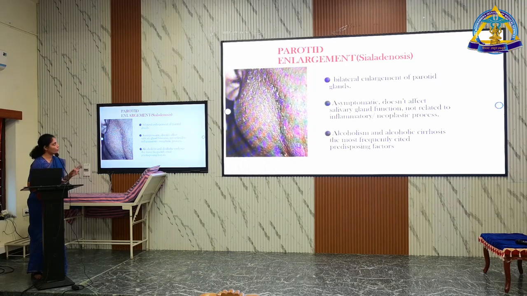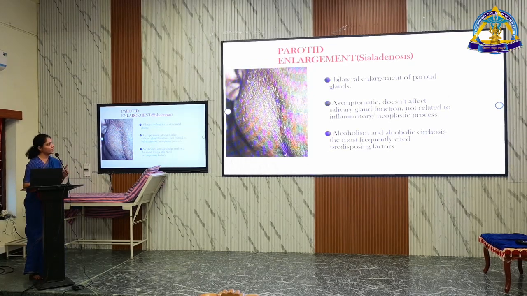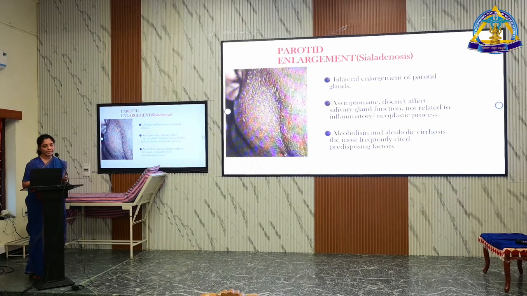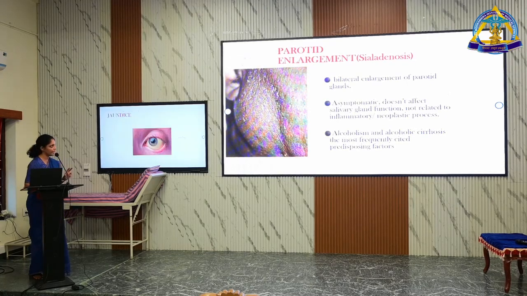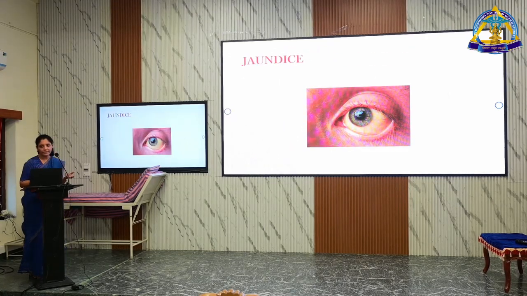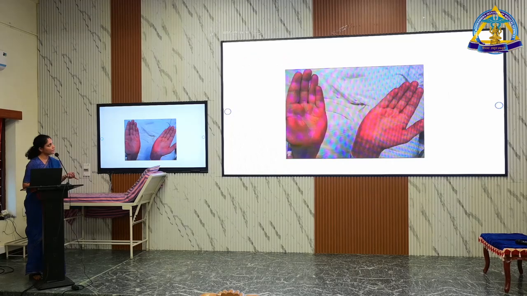And then you would all have seen, especially in cases of alcoholic cirrhosis, parotid enlargement. It is asymptomatic and mostly does not affect the salivary gland function. It is mostly seen in alcoholism and alcoholic cirrhosis as a bilateral enlargement of the parotid gland. Then we have all seen jaundice, which is yellowish discoloration of the sclera.